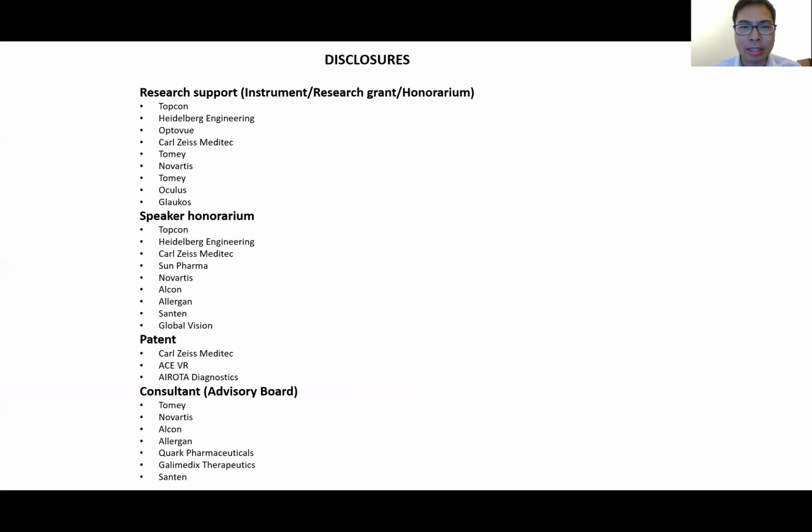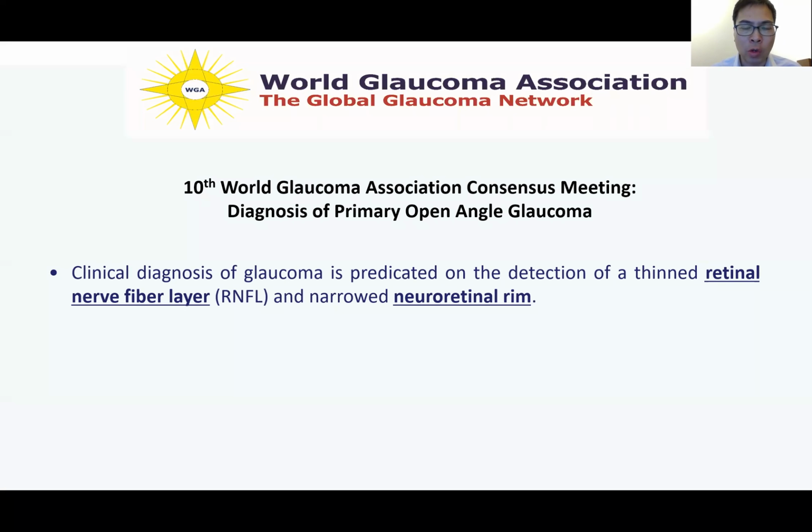Now let's take a look back at the definition of glaucoma. When we had the 10th World Glaucoma Association consensus meeting in 2016, we had a panel of glaucoma specialists from around the world to talk about how to diagnose glaucoma. And here we have a definition, which defines glaucoma as having a thin retinal nerve fiber layer and narrow neuroretinal rim. Now, most of us here are very familiar with optic disc evaluation, measurement of the rim width.